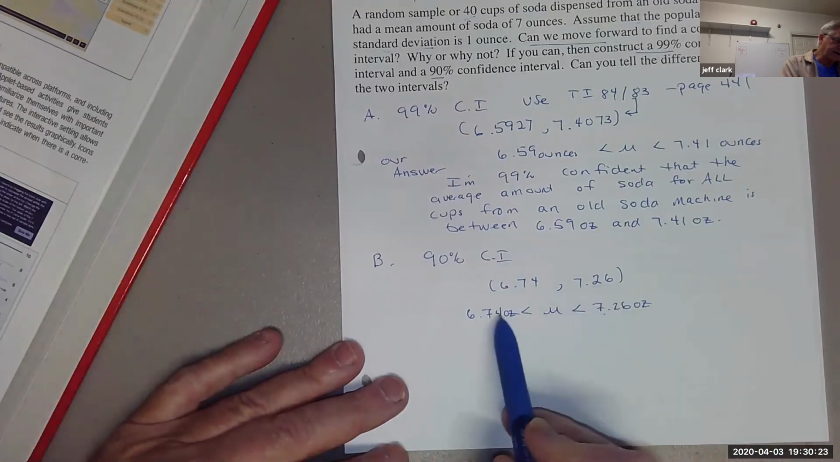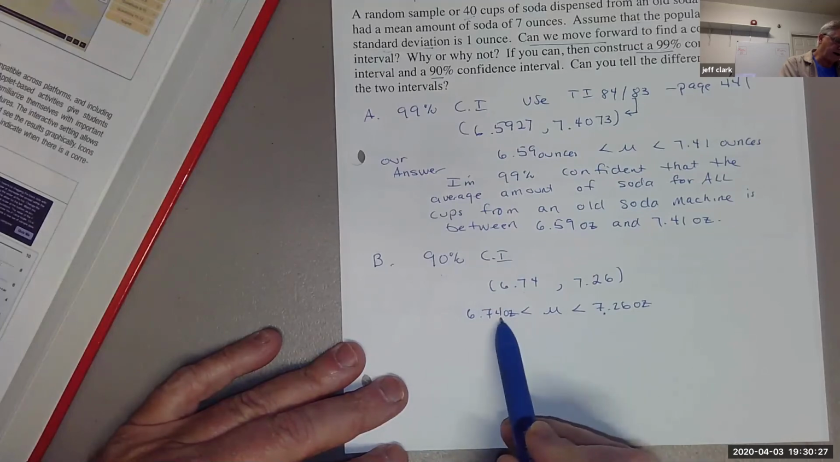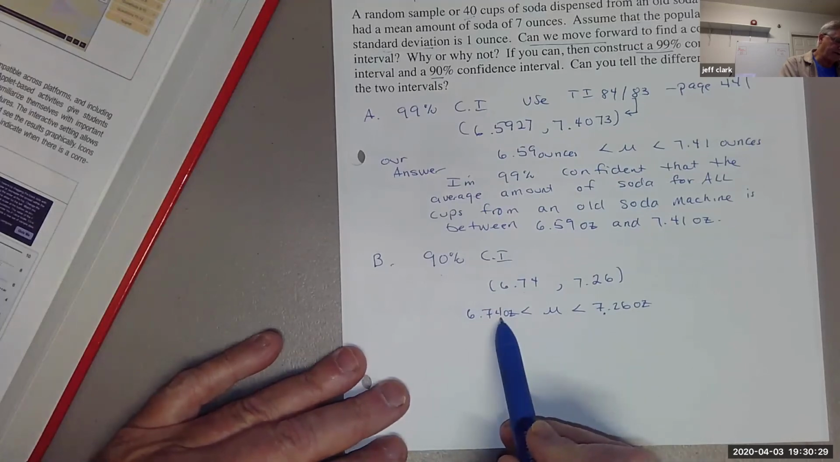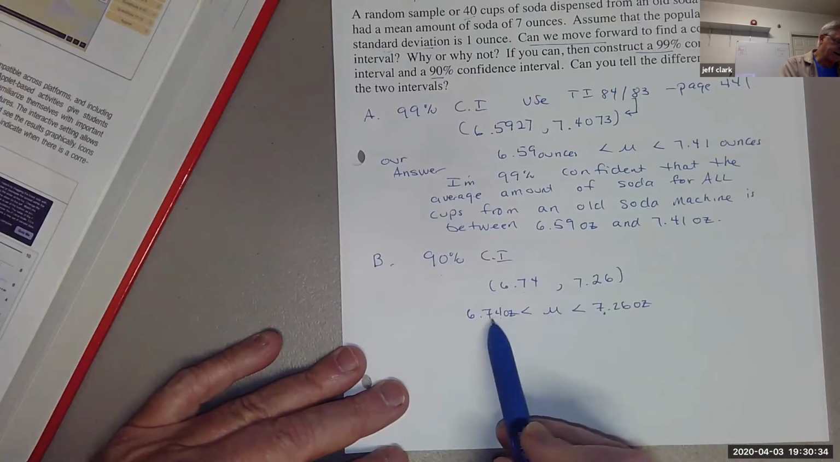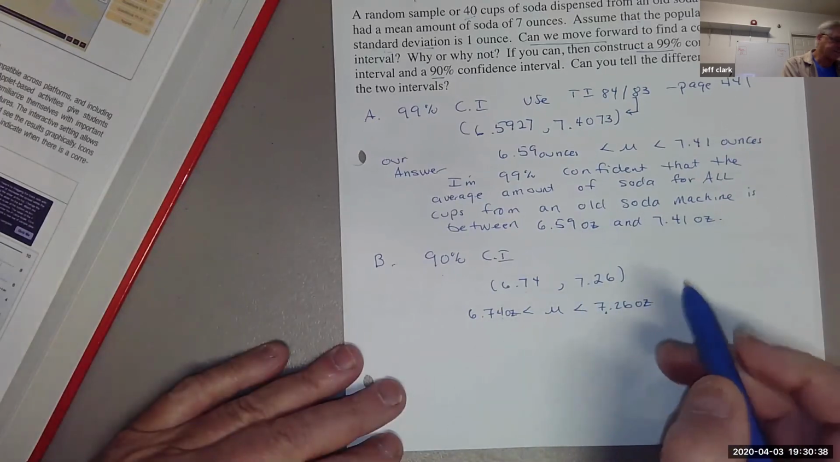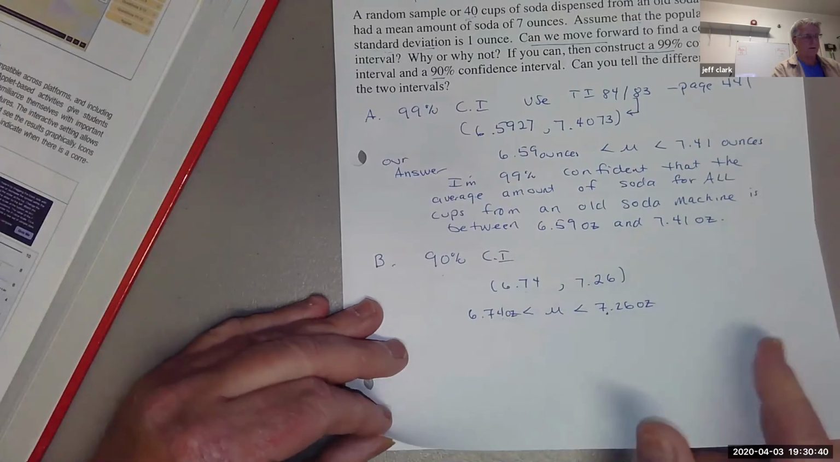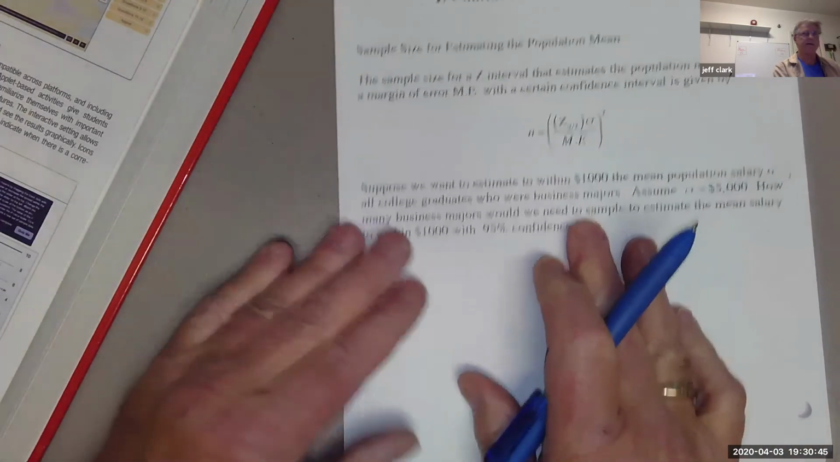So look, I'm less confident, but the range of where the ounces are is narrower. I've narrowed down the possibility of what the average is. See, 7 1/4 and 6 3/4 ounces, that's a wider range. Okay, and then flip this page right here.